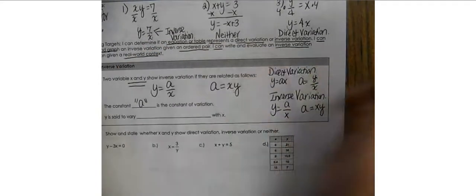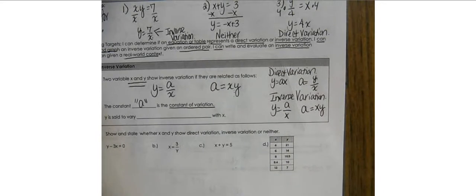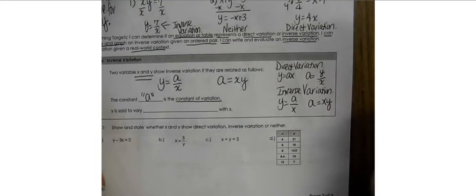Next, the constant a is called the constant of variation, just like we saw with direct variation. And the language that you're going to see in story problems is, instead of y varies directly with x, y is said to vary inversely with x. So it's going to be an inverse variation. So you're going to see inversely in your problems.